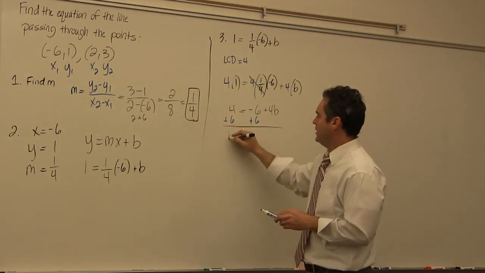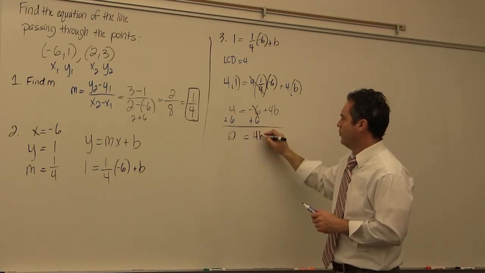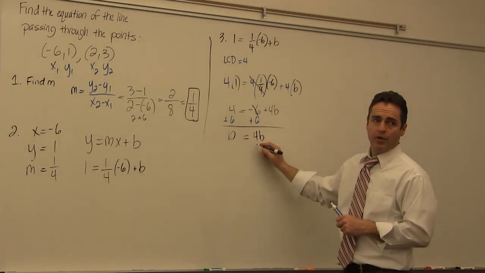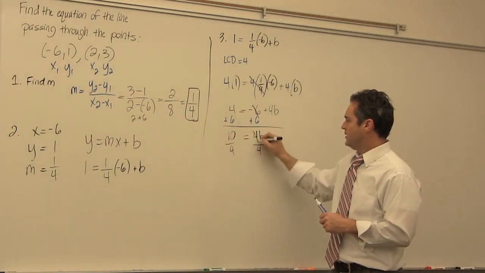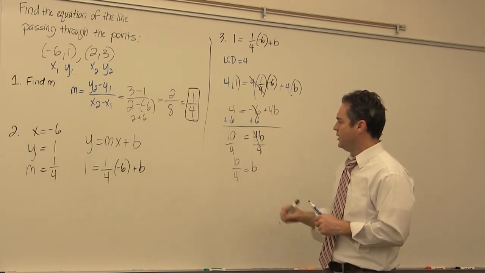4 and 6 make 10. These cancel. 10 equals 4b. 4 is sharing sides with b. It's being multiplied. We are going to divide. Very good. These cancel. And we are left with 10 over 4 equals b.